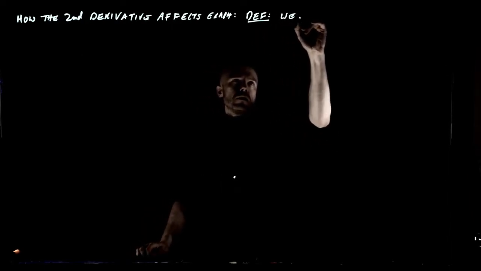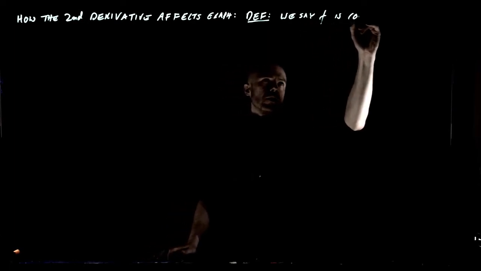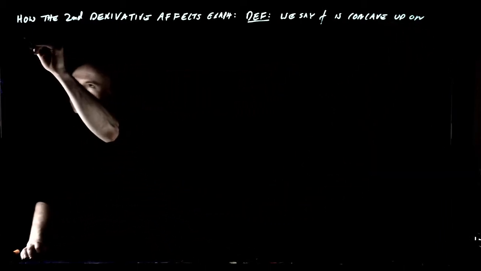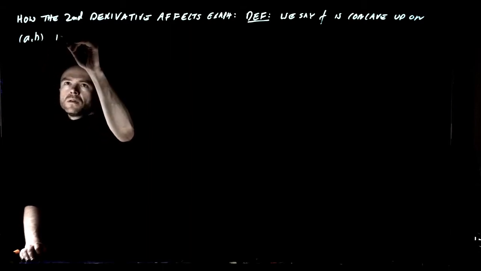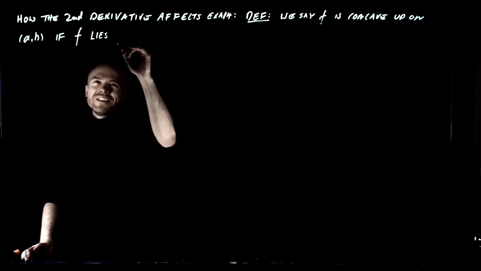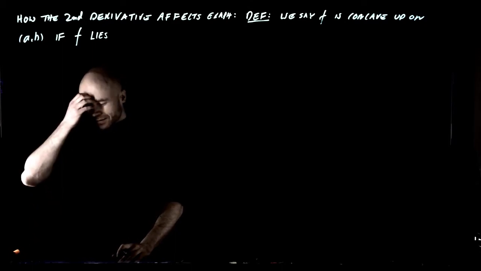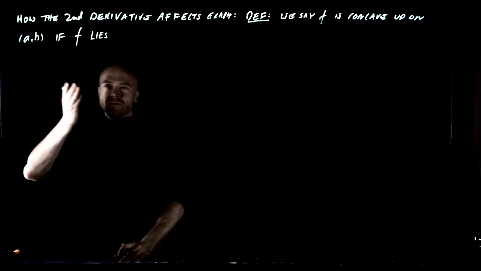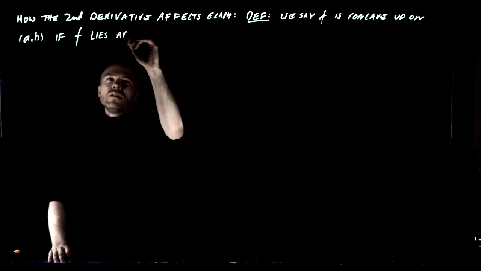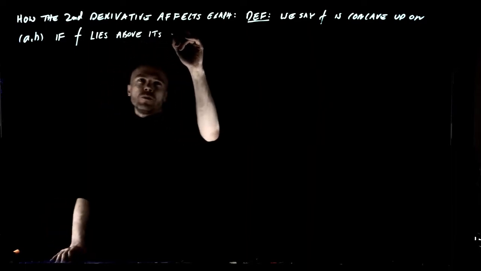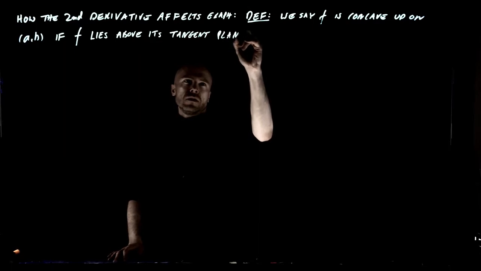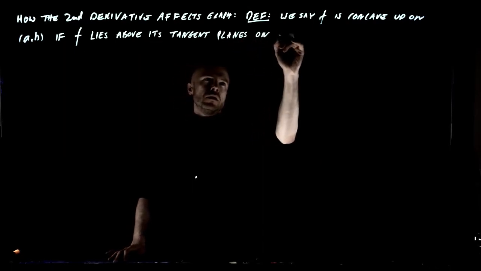We say f is concave up on the interval AB if f lies above its tangent planes on AB.